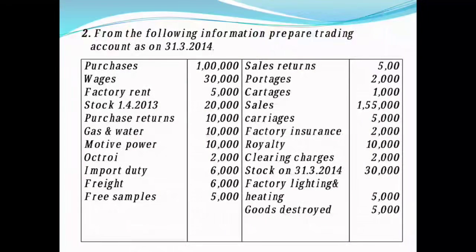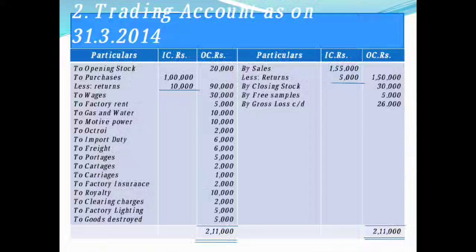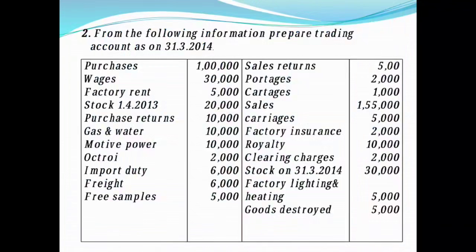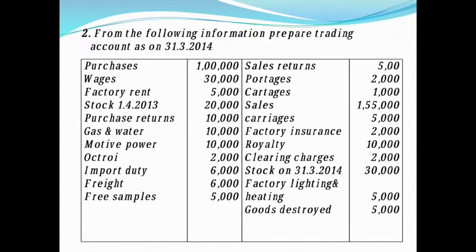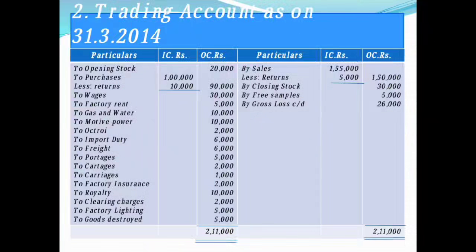The next you have stock on 31/3/2014, which is closing stock, and you record it on the credit side of the trading account by closing stock rupees 30,000. The next you have factory lighting and heating rupees 5,000, debit side you should record to factory lighting rupees 5,000. Then lastly you have goods destroyed rupees 5,000, which you have to debit again because it is an expense, a loss, right? So goods destroyed rupees 5,000.